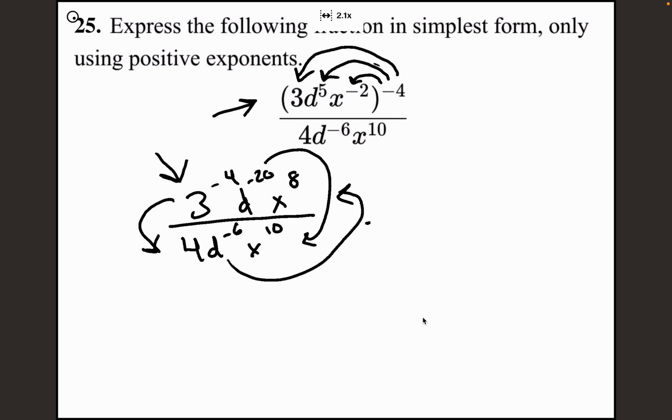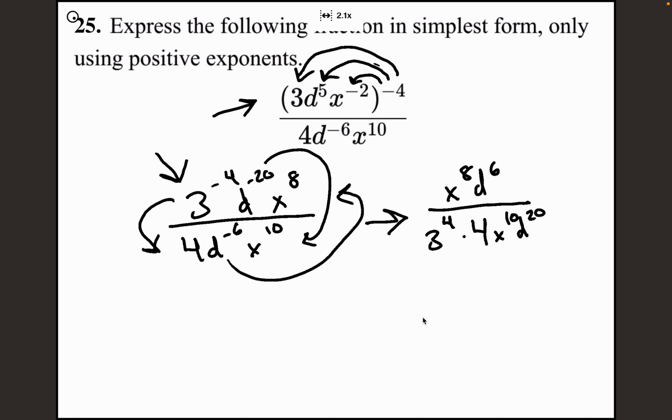Okay, so if I go over here, I know there's a lot of arrows. That's going to leave me with x to the 8th on top, and then I move the d to the power of 6, so I'm going to have d to the 6th. And then on bottom, I have 3 to the power of 4 times 4 x to the 10th power and d to the 20th power.